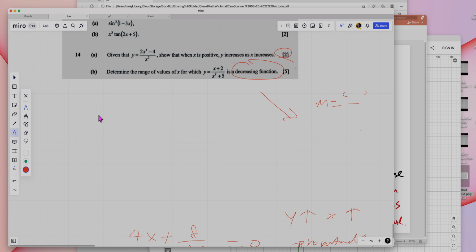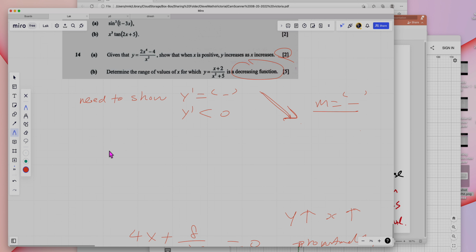So decreasing function means like this. So m, the gradient, is negative. It means you need to show that y prime, the first derivative, is negative. So y prime is smaller than 0. Does it make sense? So therefore you differentiate this first.